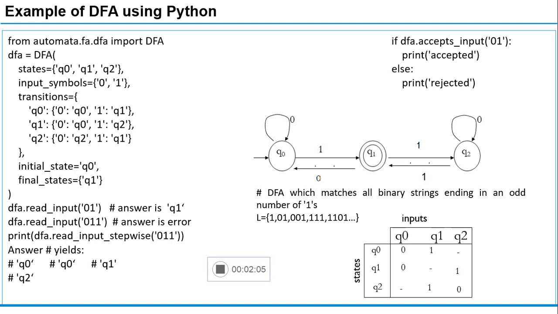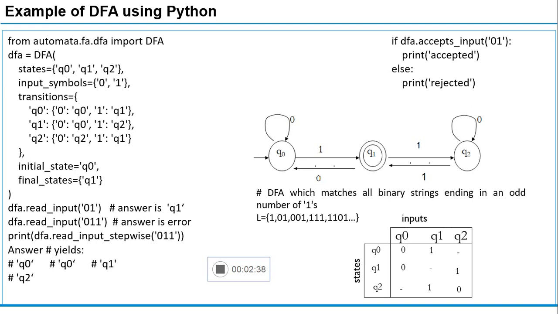The next one is, we have formed the deterministic finite automata. We have to check whether the input symbols have been read or not. We can take any example among this set of strings. We will take just 0 1, and we are going to read it. With the help of dfa.read_input, it will return Q1. In the case of 0 1 1, it is moving on to a non-accepting state, so obviously it is going to return an error.